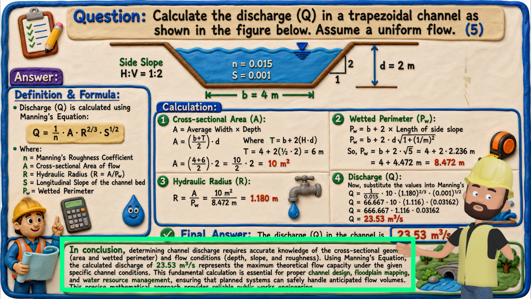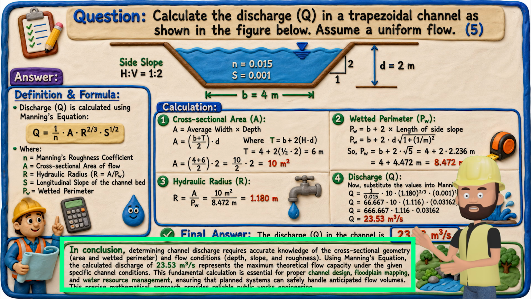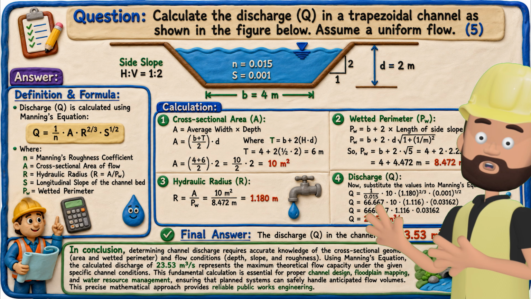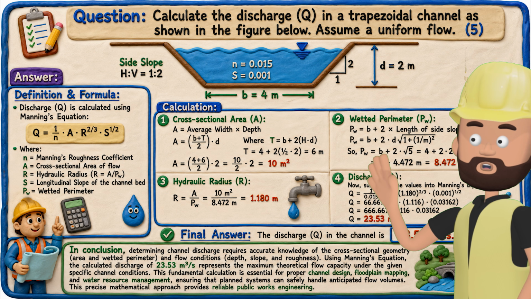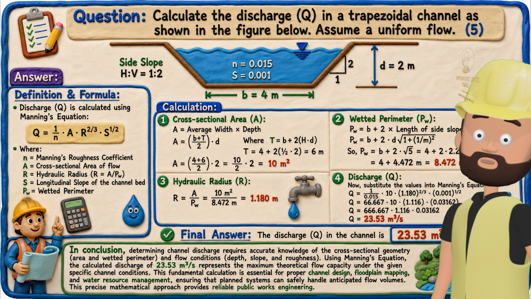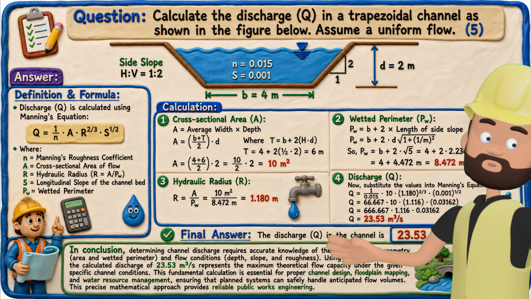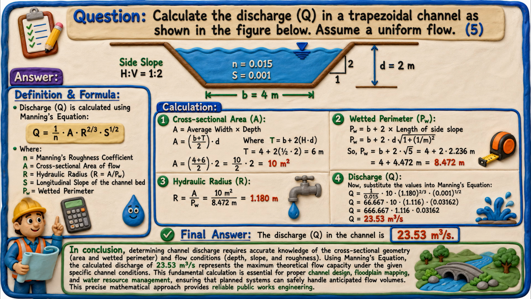To summarize, determining channel discharge requires accurate knowledge of the cross-sectional geometry, including area and wetted perimeter, along with flow conditions like depth, slope, and roughness. Using Manning's equation, we found that the calculated discharge represents the maximum theoretical flow capacity under these specific channel conditions. This fundamental calculation is essential for proper channel design, floodplain mapping, and water resource management, helping ensure that land systems can safely handle anticipated flow volumes.